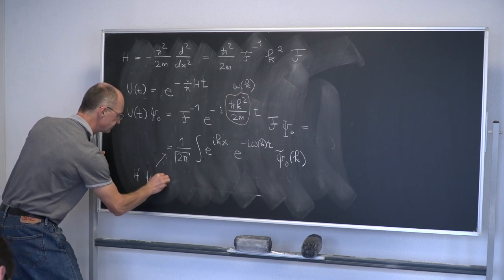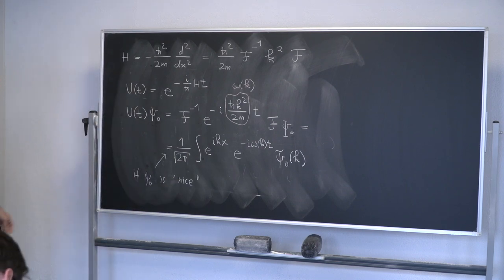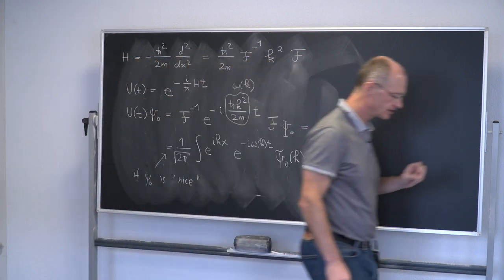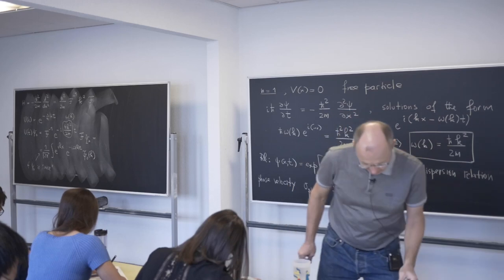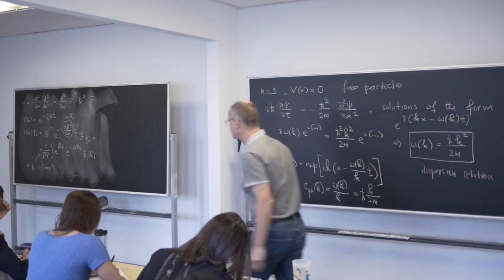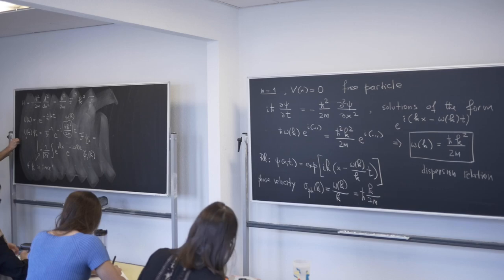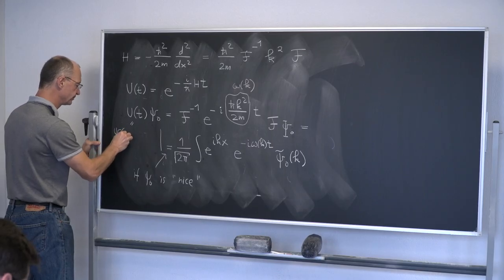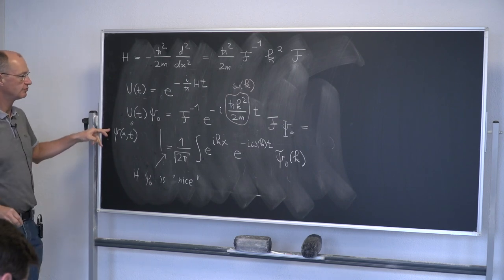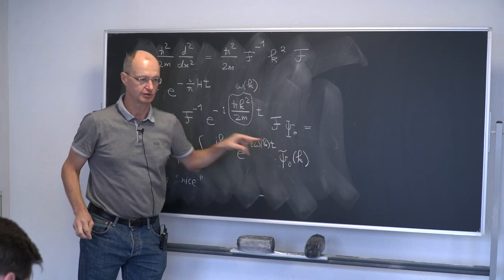So this is always a Fourier transform, but this is actually just this integral if psi naught is nice enough. Right. So we get this nice formula for the solution of the time-dependent Schrödinger equation with initial condition psi naught.